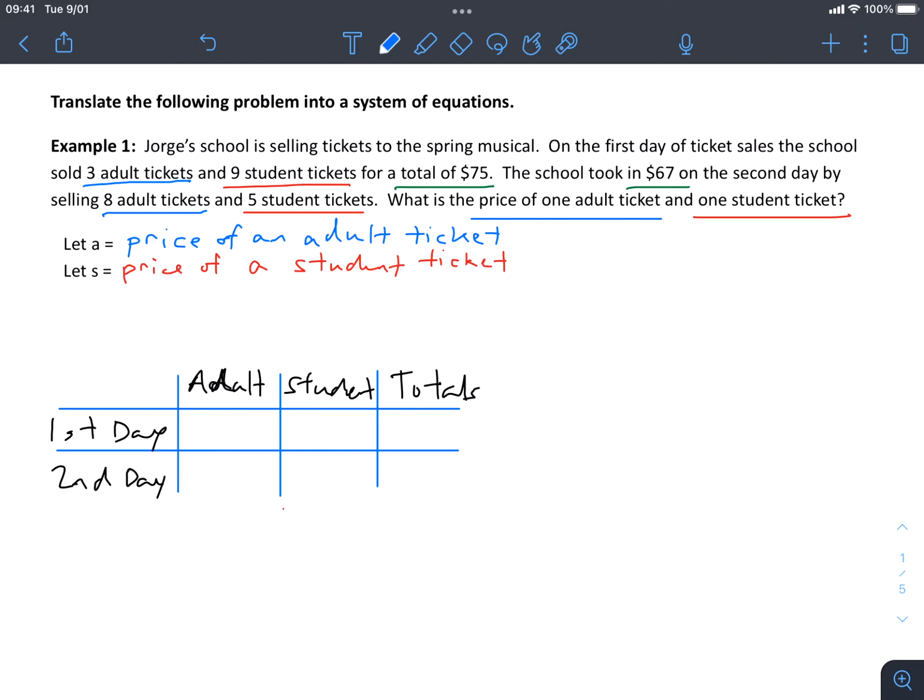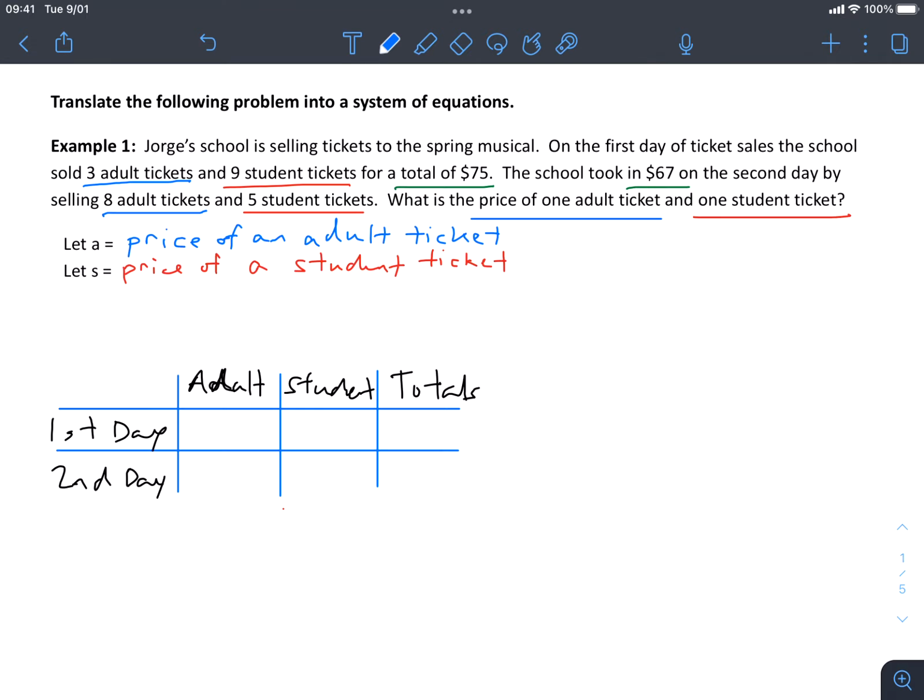It says that Jorge's school is selling tickets to the spring musical. On the first day of ticket sales, the school sold 3 adult tickets and 9 student tickets for a total of $75. And the school took in $67 on the second day by selling 8 adult tickets and 5 student tickets. So what is the price of one adult ticket and one student ticket?